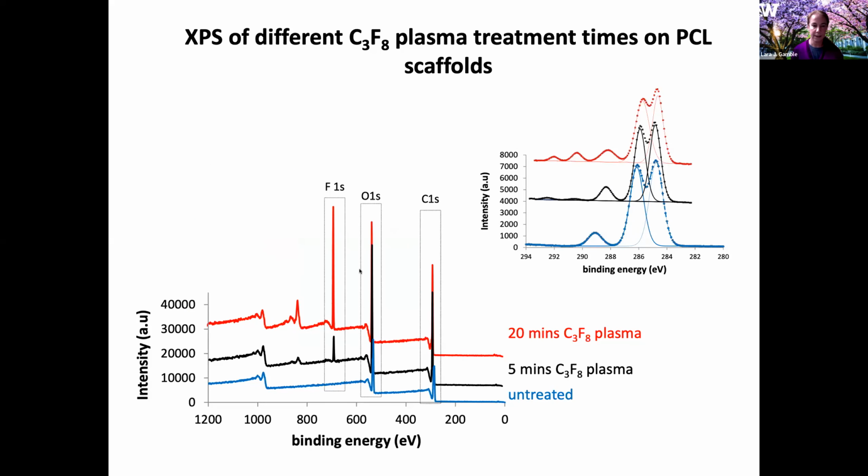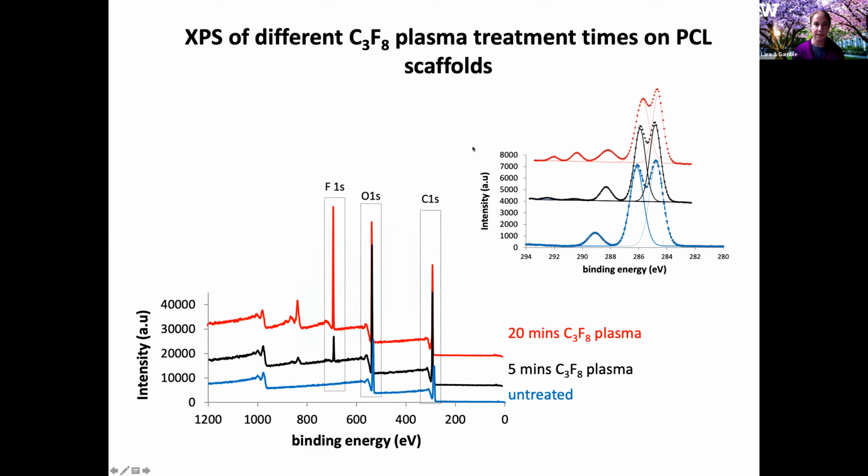And our XPS analysis showed that for the untreated scaffold, not surprisingly, happily, there is no fluorine. We just see the carbon and oxygen that one expects from polycaprolactone. Our high resolution carbon spectra also shows something similar, just hydrocarbon and carbon-oxygen type carbon. After 5 minutes of exposure to the fluorocarbon plasma, we start seeing a fluorine peak appear, and fluorine peaks appear in the high resolution carbon data. After 20 minutes, we see a quite strong fluorine peak, and again, stronger fluorine peaks in the high res carbon data.